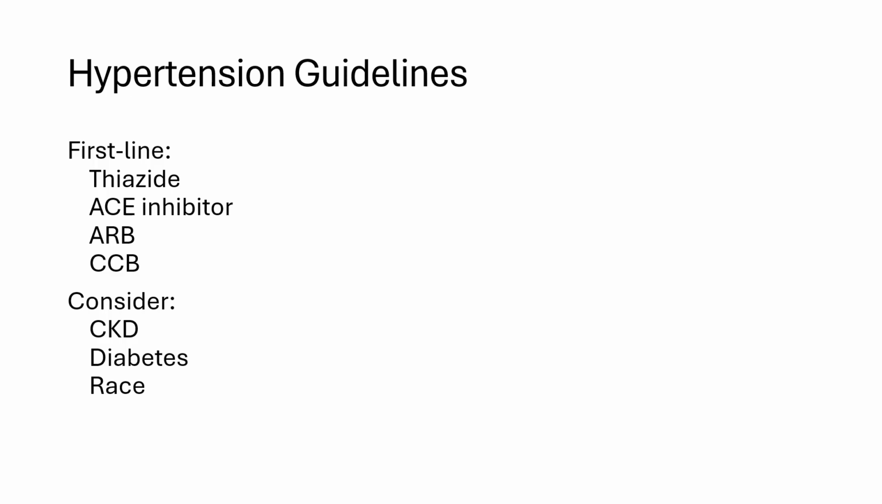However, anytime we pick a medication, it is never one size fits all. So what you want to do when you're picking hypertension medication is consider your comorbid conditions. So for example, in chronic kidney disease, particularly with proteinuria, ACE inhibitors and ARBs are often preferred because of the renal protective effects. In diabetes, RAAS blockade is often beneficial for similar reasons.